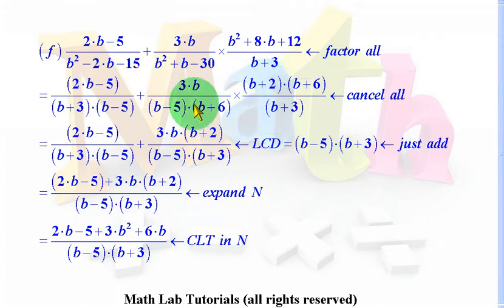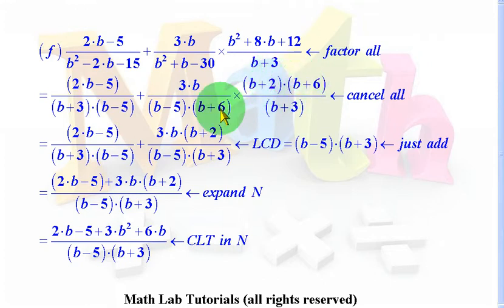b plus 2, I don't see it on the bottom, so that remains. But b plus 6 gets canceled with b plus 6 on the bottom. So you have to take note of that cancellation. You have to make a note of that, and that's why I indicate cancel all, so you know exactly where to go to look for the cancellations that you did previously. So now, after we do the cancellation, this is just a drop down with nothing to do.